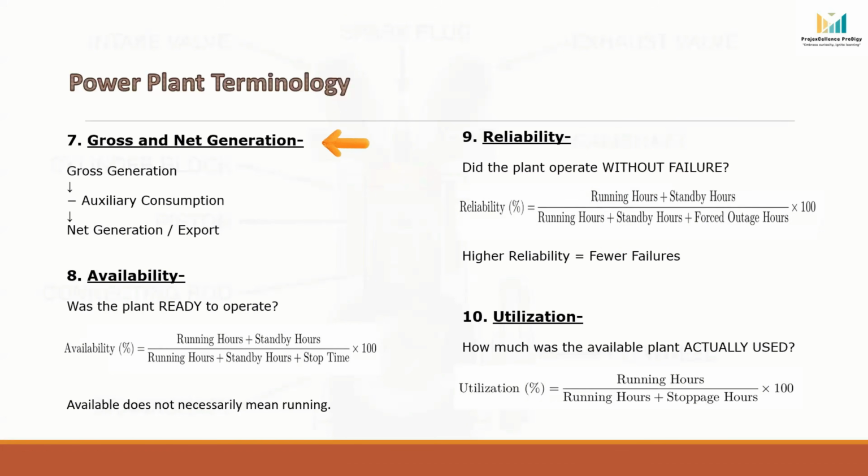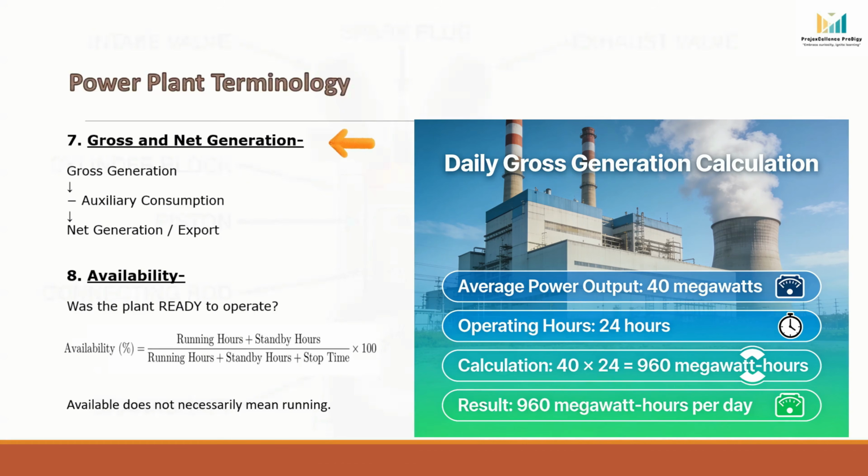Gross and net generation. Gross generation is the total electrical energy produced by the generators before deducting the plant's own electricity use. Suppose the plant runs at an average of 40 megawatts for 24 hours. So 40 into 24 is equal to 960 megawatt hours. So the gross generation is 960 megawatt hours per day.